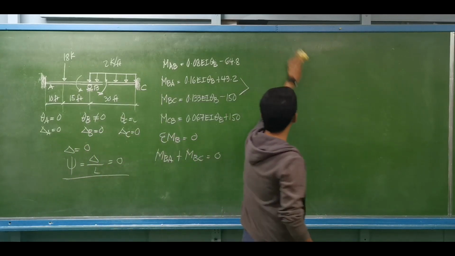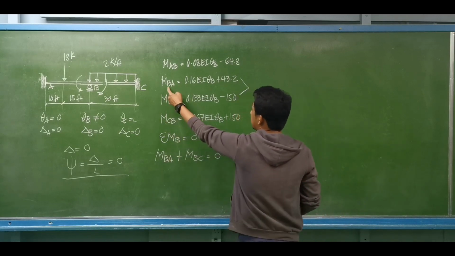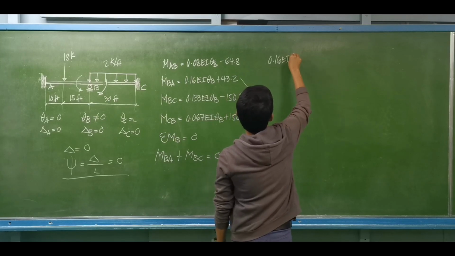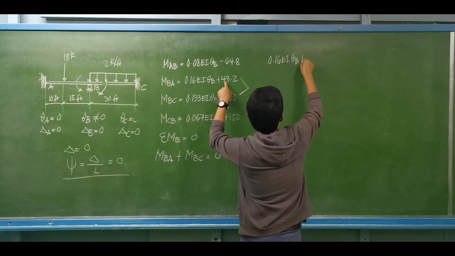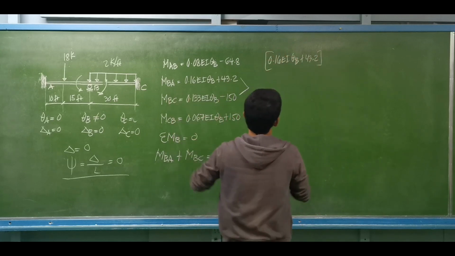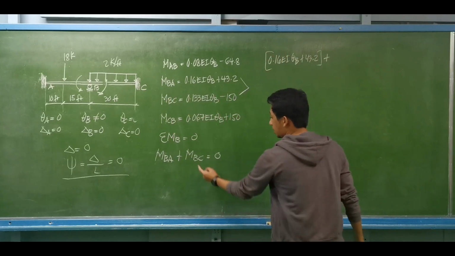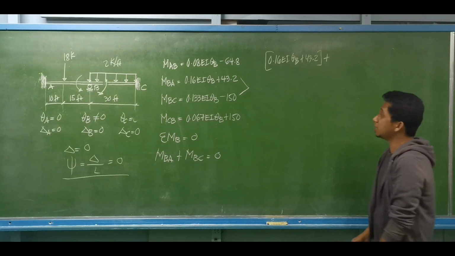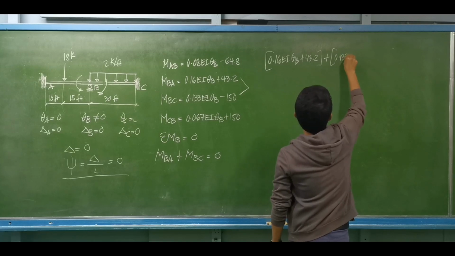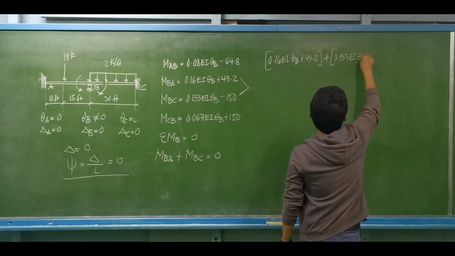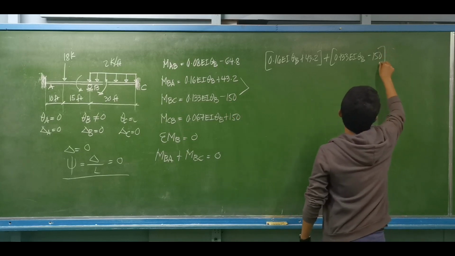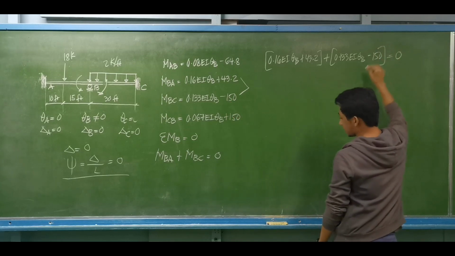So we have the equivalent of moment BA. That is 0.16 EI theta sub B, plus 43.2. That is the moment for member BA. Then we have the moment for member BC. That is 0.133 EI theta sub B, less 150. And the summation of moment about joint B should be equal to 0.